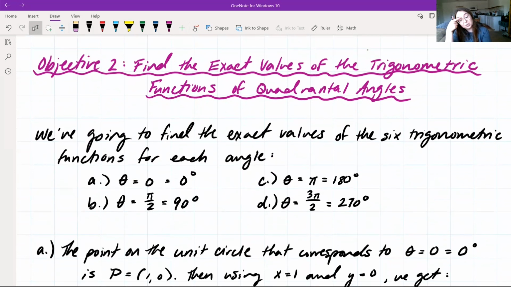All right, so objective 2, we want to find the exact values of the trigonometric functions of quadrantal angles. We're going to find the exact values of the 6 trigonometric functions for each angle. For A, theta is equal to 0, which is 0 degrees. B, theta is equal to pi over 2, which is equal to 90 degrees. C, theta is equal to pi, which is equal to 180 degrees. And D, theta is equal to 3 pi over 2, which is equal to 270 degrees.